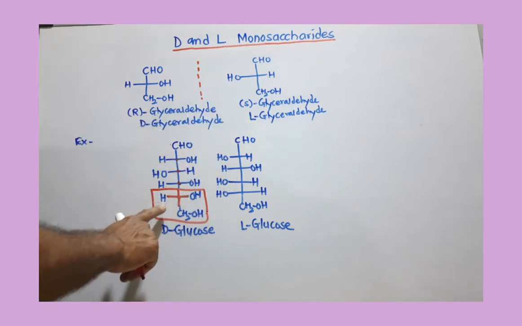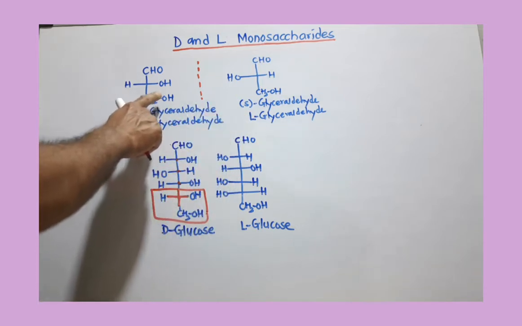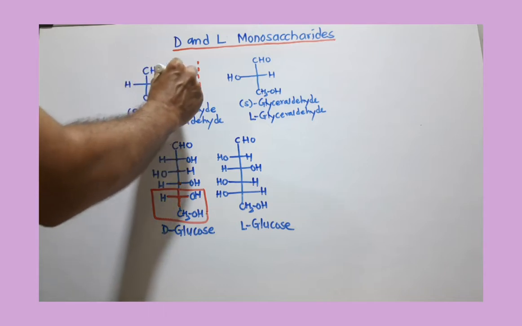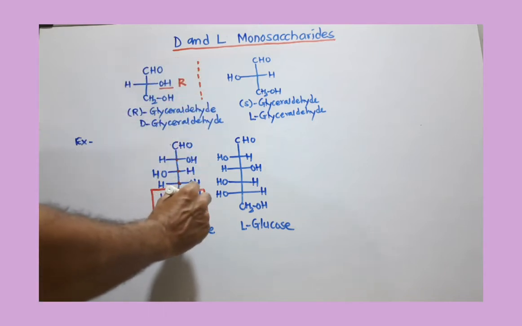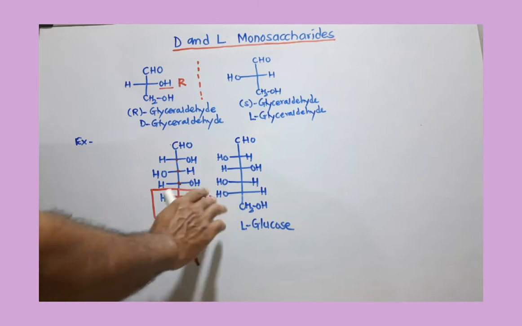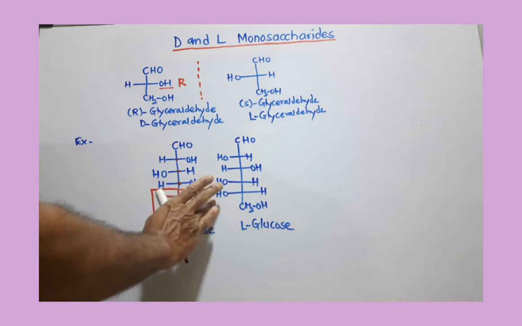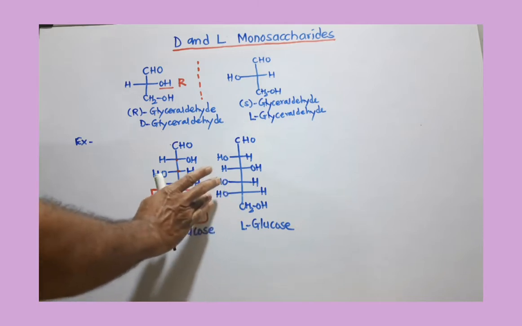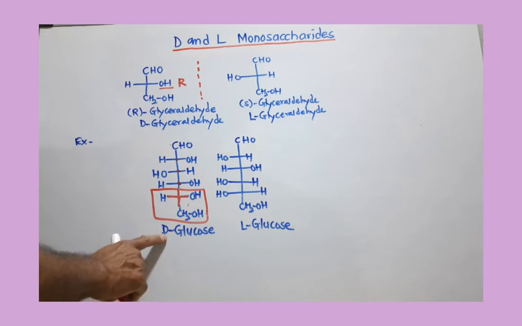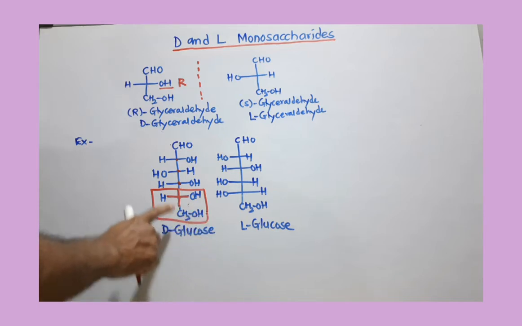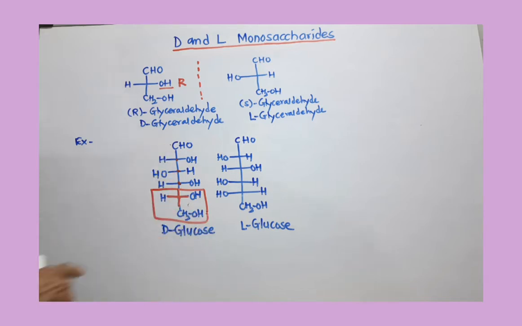Now you can see here this is like D glyceraldehyde, because the OH group is toward the right hand side, and here the OH group is toward the right hand side. So it is like D glyceraldehyde. Because of this, the D letter is written to this monosaccharide. Since this is glucose, this is D glucose.